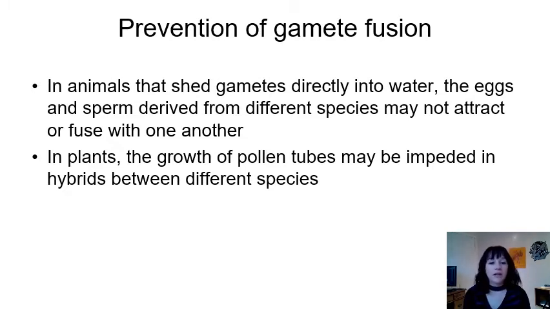In plants, the growth of pollen tubes may be inhibited in hybrids between different species. So on our previous slide, we had that stigma where the pollen would land, and then that pollen has to form a pollen tube down deeper into the flower. And if these are two different species, there may be problems biologically with that pollen being able to form the pollen tube.